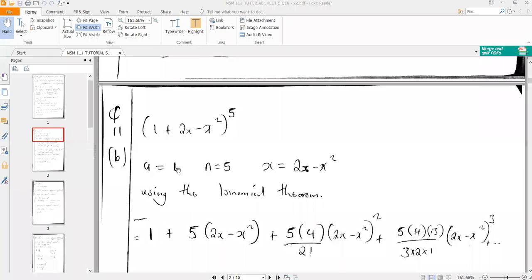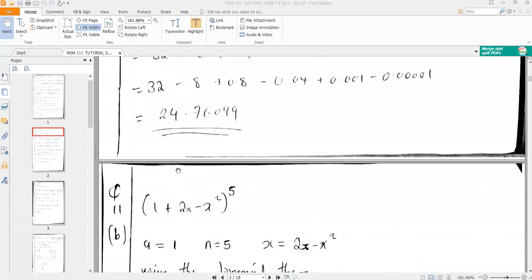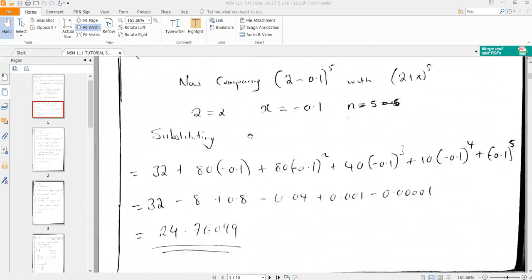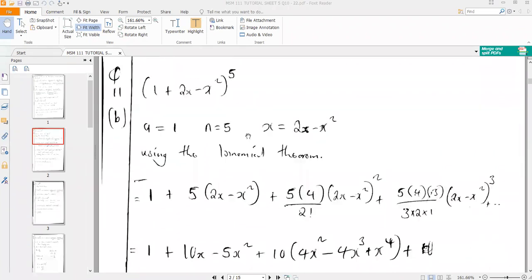What you do next is simply substitute in this formula here. You're just substituting, right? You have to know the formula by heart by now. So using the binomial theorem, since a is 1, we write 1. Now 1 to the power 5 is simply 1, right? So plus n, where there's n we put a 5. Then there's an x, so it's n times x. And we can just ignore the a for now since it's 1.